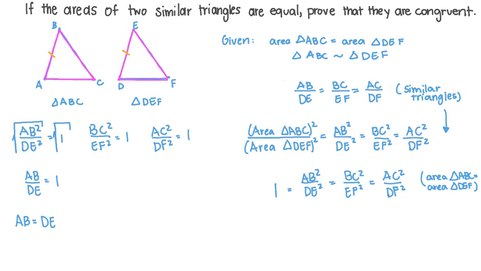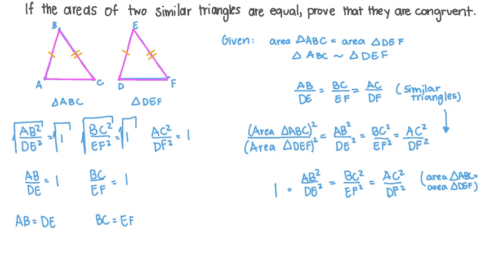We follow the same procedure for our second ratio. Take the square root of both sides, and you have the ratio of BC to EF must be equal to 1. Again, the only way for that to happen is for BC to be equal to EF. This proves that side length BC is equal to side length EF.